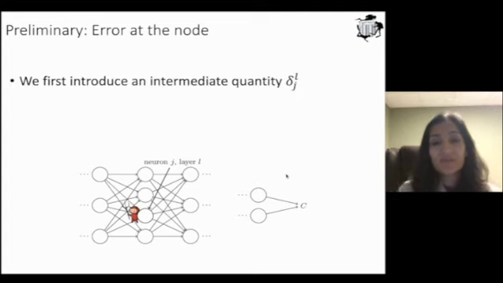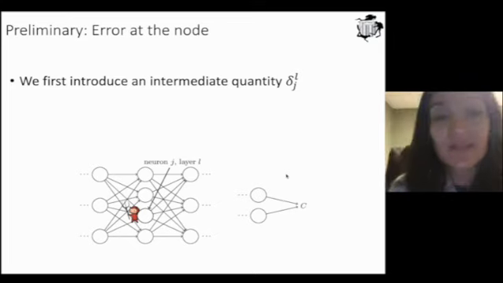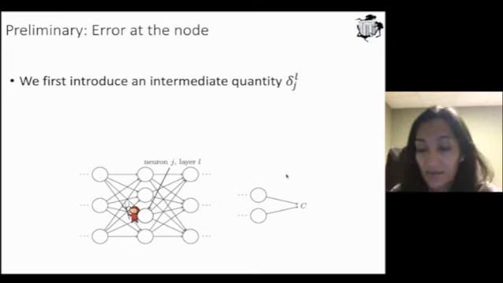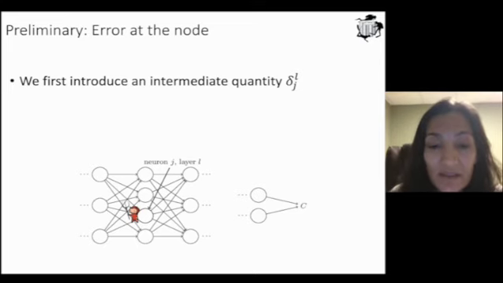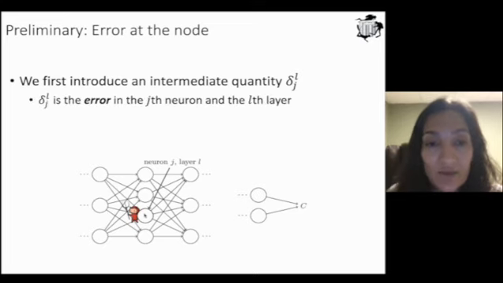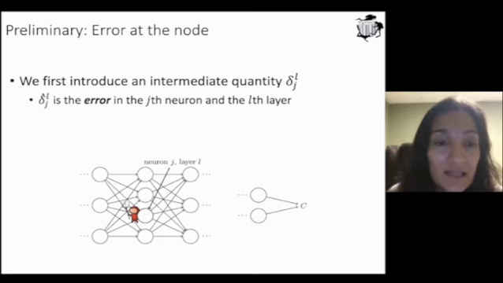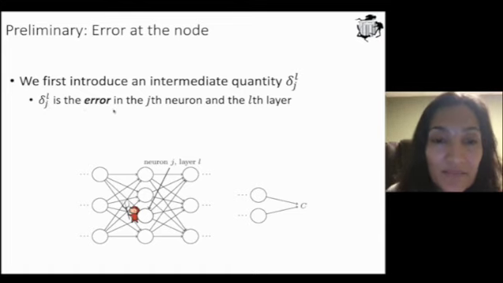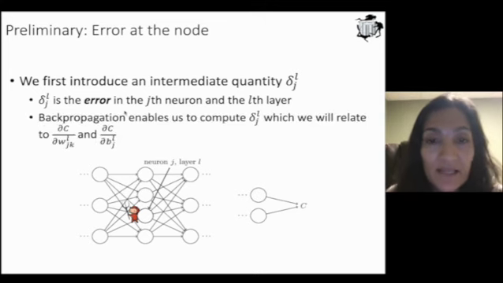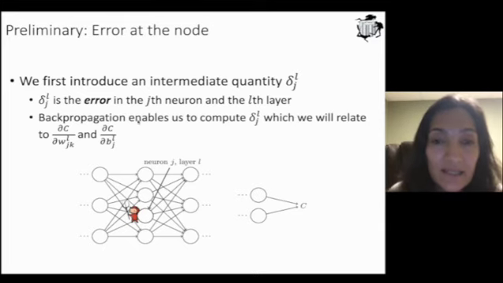So first, before explaining actually what backpropagation is, let's introduce an intermediate quantity called error at the node. Error at the node is error at the input of the node before the nonlinear activation. So basically error in those z terms. Okay, the delta error at the jth node of the lth layer is the error coming into the jth neuron in the lth layer. This enables us to relate this error back to both the weight and the bias in one step.